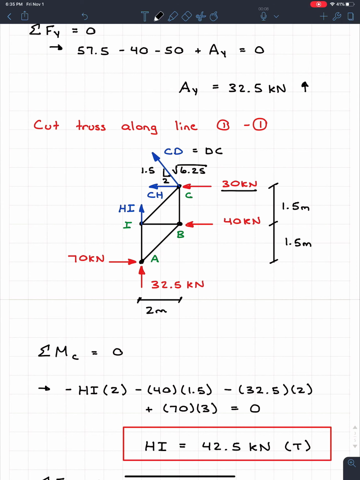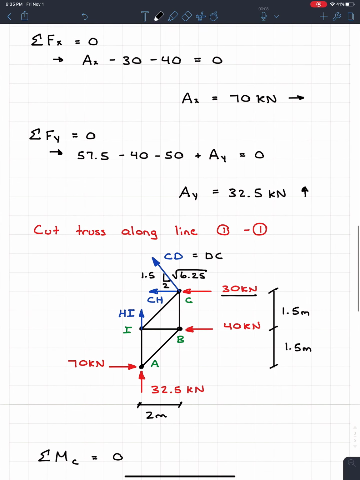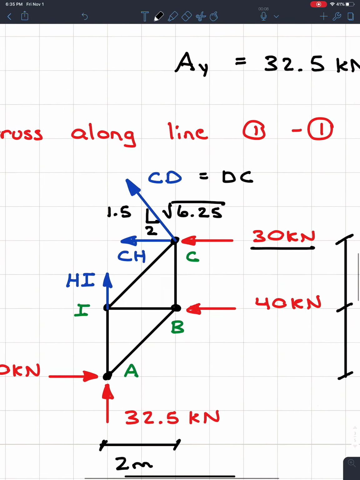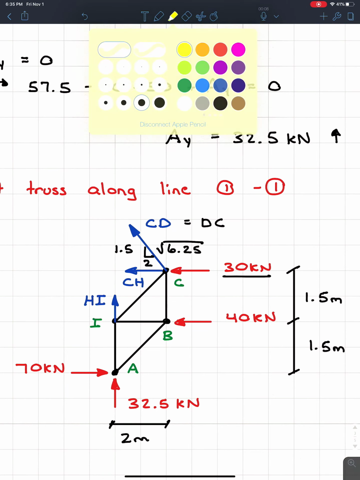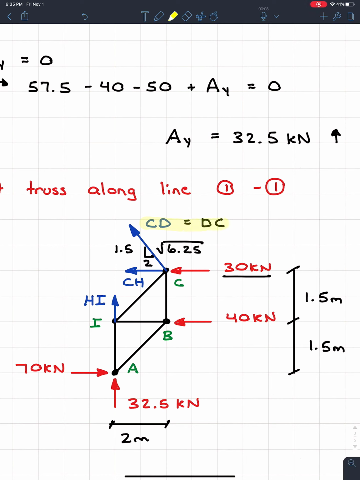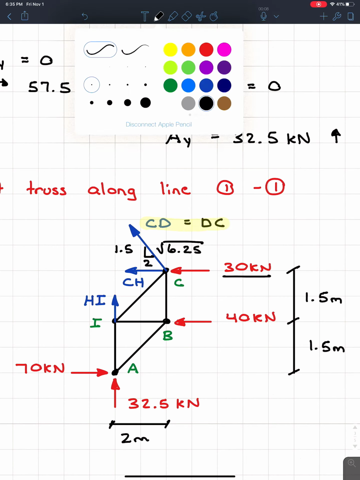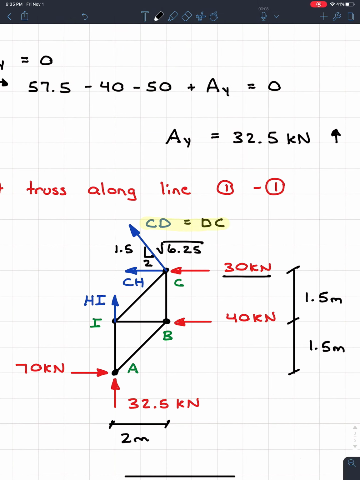Let's say that before I started taking any moments, and I was just looking at this diagram right here, so let's zoom in. Zoom into here, and I wanted CD first, or DC. So let's say that for fun, this is what I wanted first. And of course, I was going to say, okay, well, if I take the moment at I, I'm still going to have CH and CD, so that doesn't work. However, you can take the moment anywhere you want. And that's kind of the trick to these truss questions. Sometimes, if they're mean.